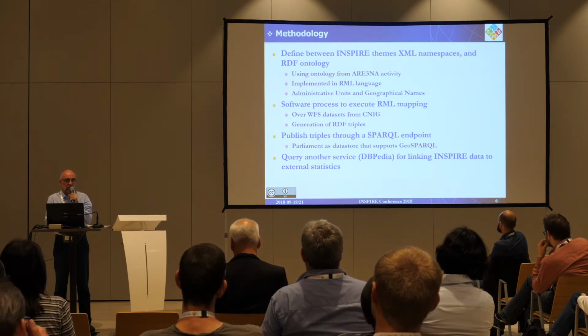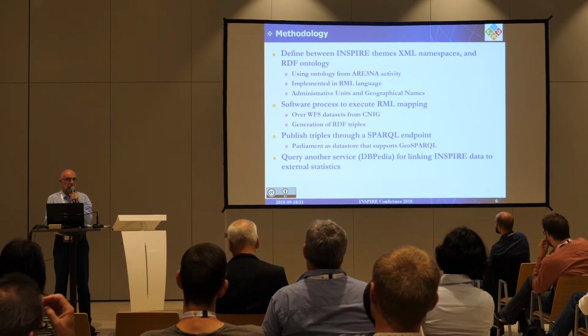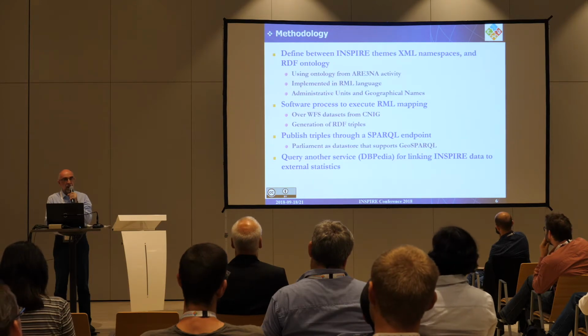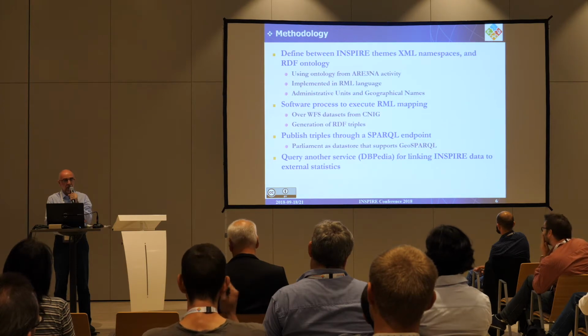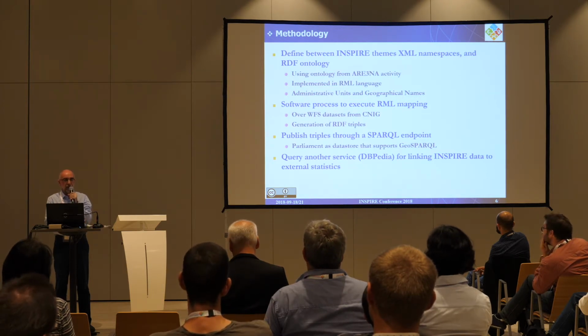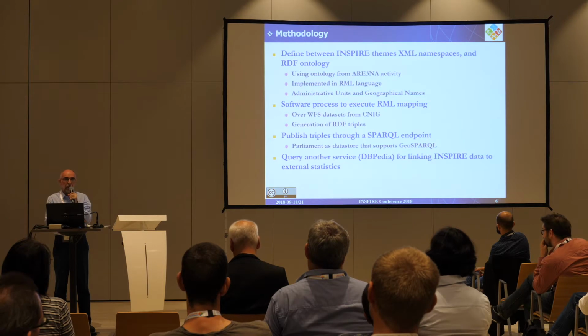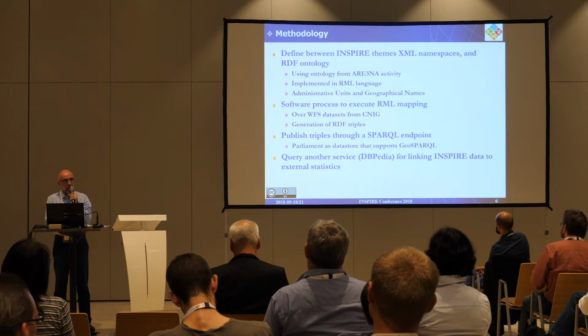We have developed a software process to execute RML mapping over web feature service datasets from the National Geographic Information Center. We have used datasets obtained by applying web feature service in order to generate RDF triples and publish these triples through a SPARQL endpoint. We have used Parliament as data store because it supports GeoSPARQL natively.